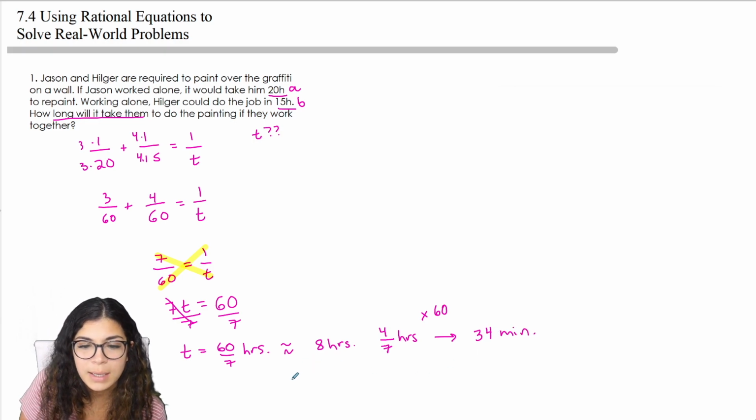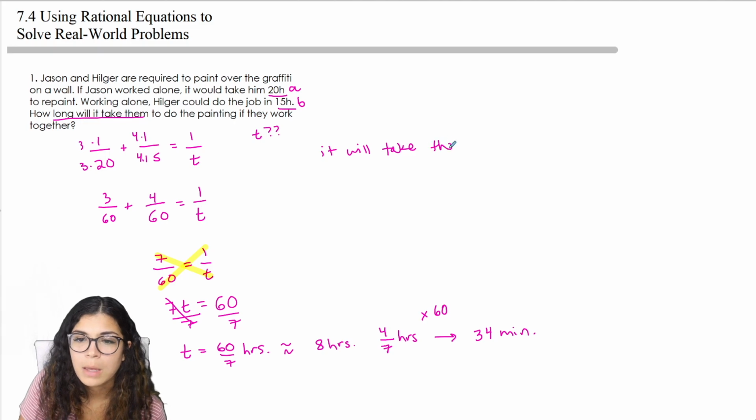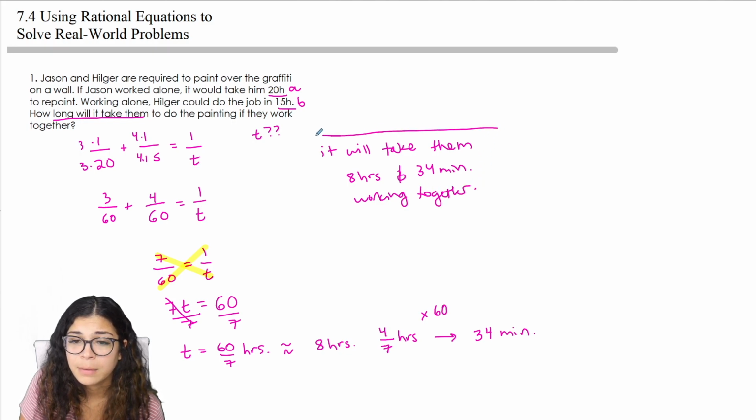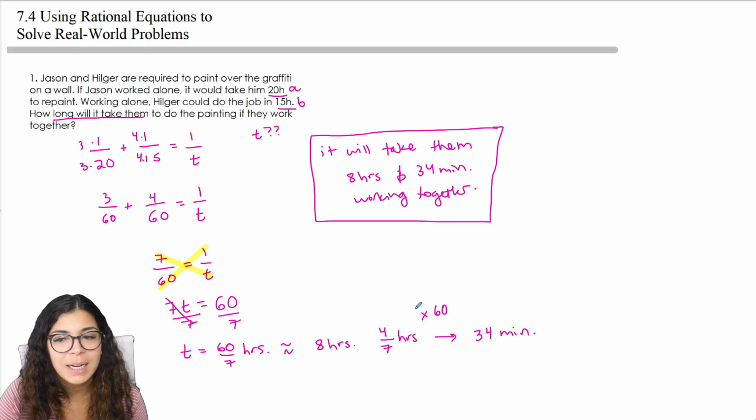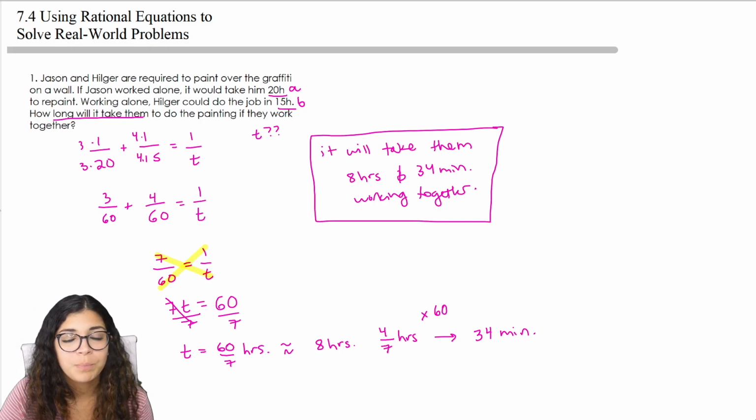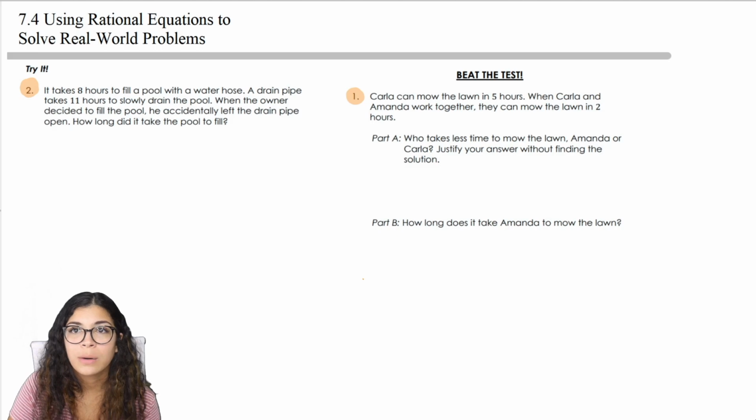So it's going to take them 8 hours and 34 minutes working together. So a lot less time than if they were to do it alone. So definitely, working together is always best. All right, so go ahead and pause this video now and try 2 and 1 on your own.